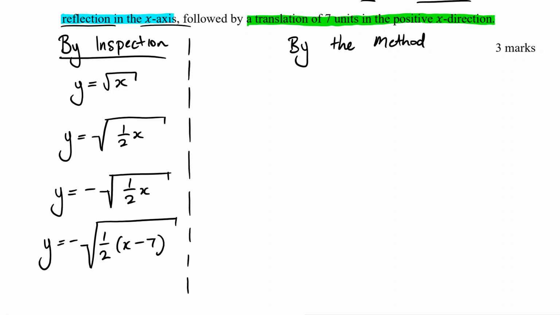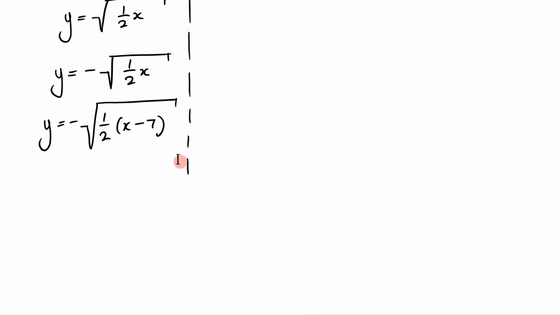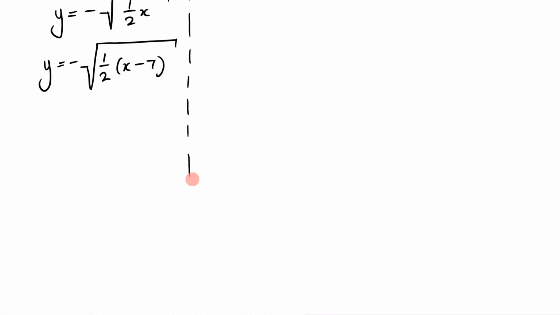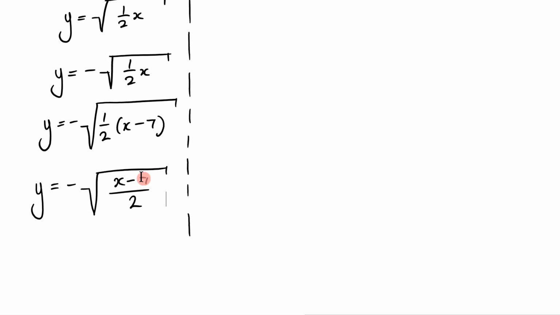And also take note of the fact that this can look different. You could write this like so. You could write this as y is equal to a negative square root, and you could write it as x minus 7 over 2. That 2 is the same thing. All right, so let's highlight our answer. So this is going to be our answer. You could also write it like this. This would also be correct.